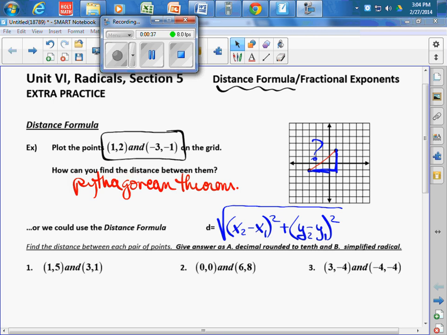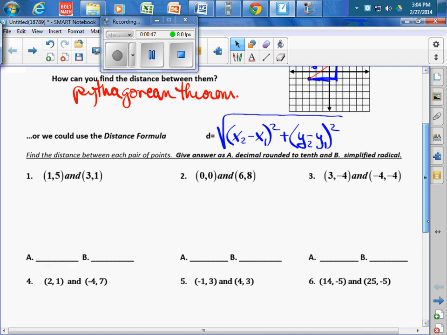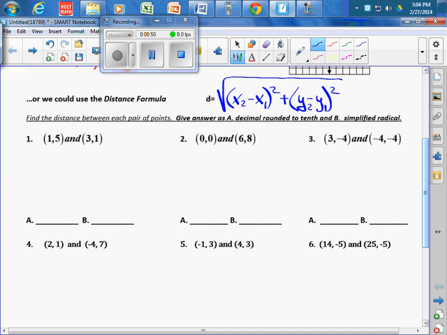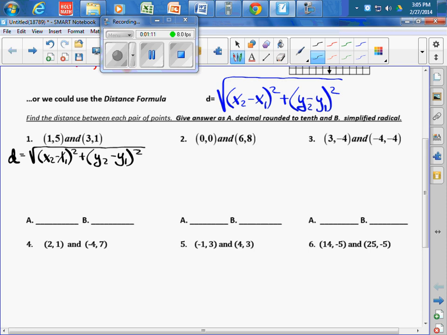Now, the reason why I like to use formulas so much is because all you have to do is plug in the numbers and do the math. So let's look at example 1 here. It is always going to be beneficial if you were to write down the formula first every single time. It gets you used to writing formulas and gets you used to using them. So I'm going to write down x2 minus x1 quantity squared plus y2 minus y1 quantity squared. Now I've got the square root over all of that. Now all I'm going to do is just plug in the numbers.